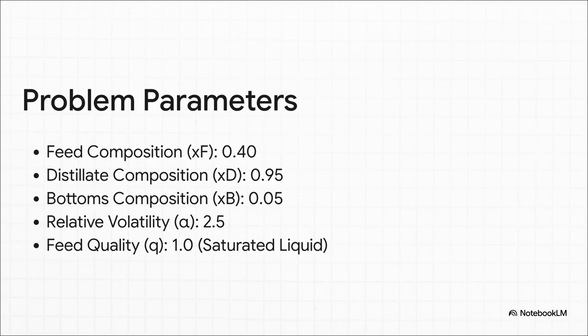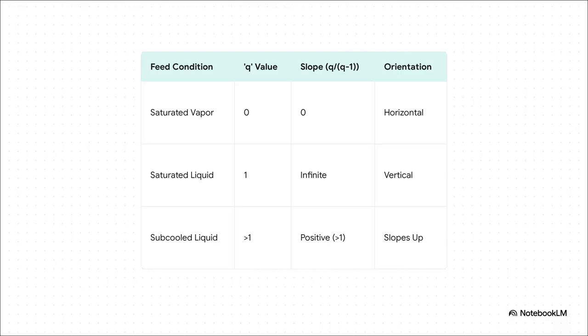So here's the problem we're going to solve. We're separating benzene and toluene. Our feed is 40% benzene. We want our distillate, the product from the top, to be 95% pure benzene, and the bottoms to be only 5% benzene. The system has a relative volatility of 2.5, and our feed is coming in as a saturated liquid. Those are our specs. That last piece of info, the feed condition, is super important because it determines the slope of what we call the q line.